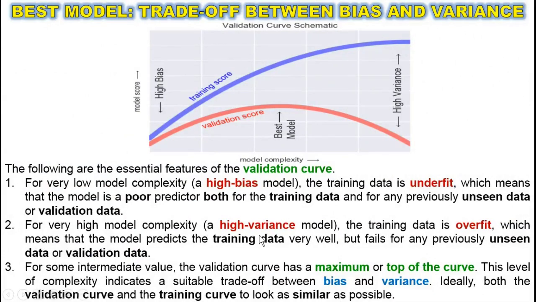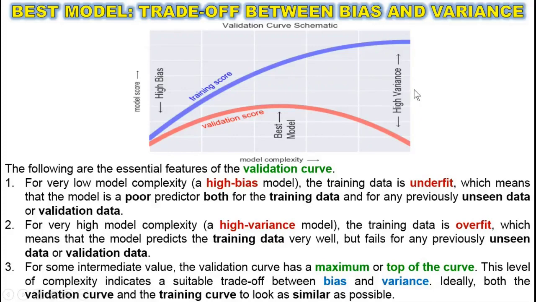So what is then the best model? The best model is a trade-off between the bias and the variance. Let us look at this diagram or figure. The best model is around the top or the maximum of the cross-validation curve, which is around here. This is the top of the validation curve, or we call this the maximum. And this is the best model. It is a trade-off between the bias and the variance.